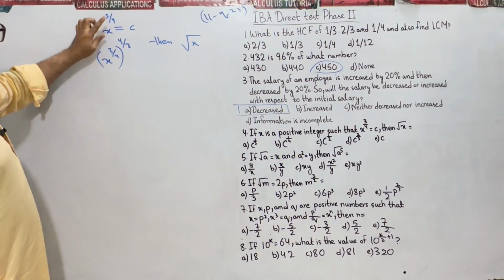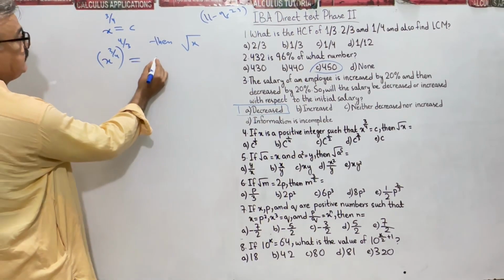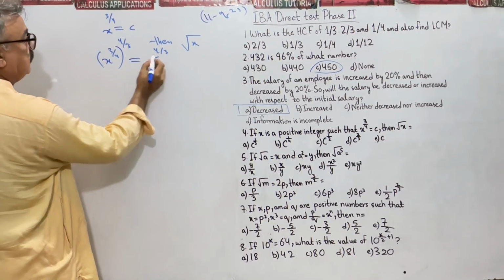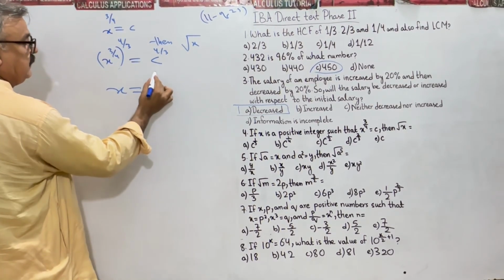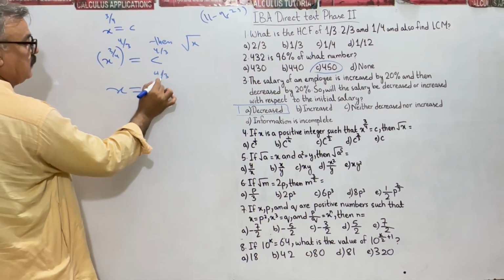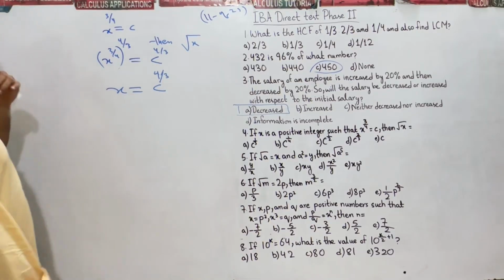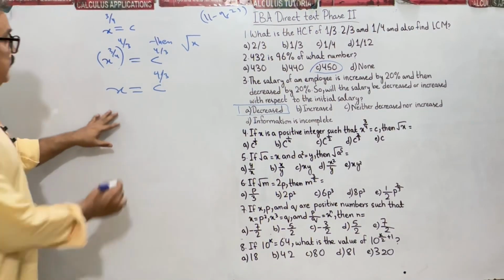I have flipped that fraction upside down. Then it is c raised to 4 over 3. The 3 cancels, the 4 cancels. x is going to be c raised to 4 over 3. Now we have the simple, straightforward value of x to insert here.